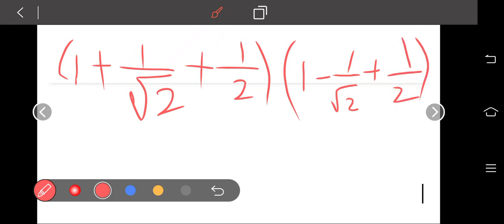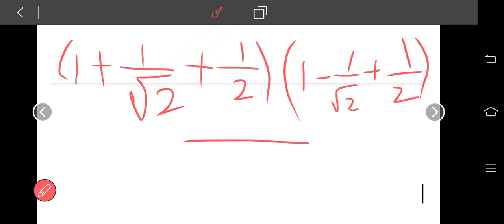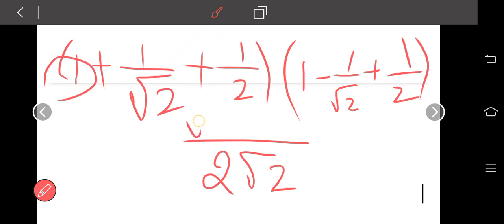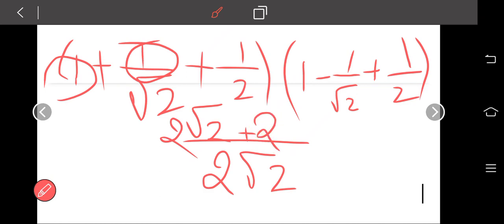So they are asking the value of this. How do you find it? We have to take the LCM for these kinds of questions. So how could we take it? 2 root 2. So this one will become root 2 plus 2. Sorry, it becomes 2 root 2, and 1 by root 2 means it becomes 2 plus root 2. So this is how you do it.